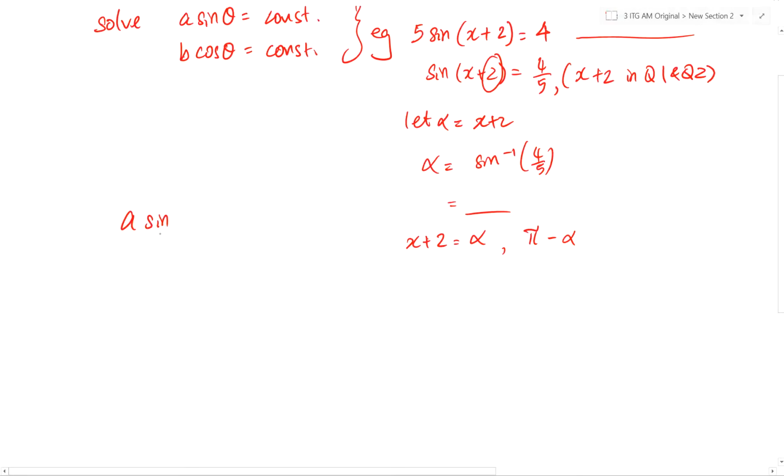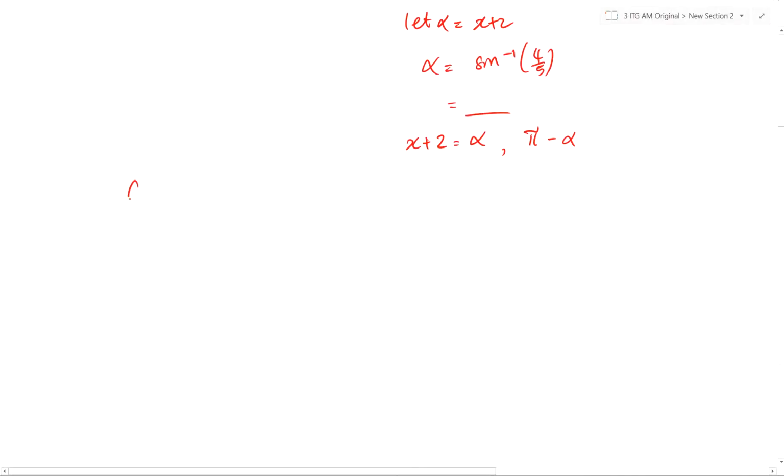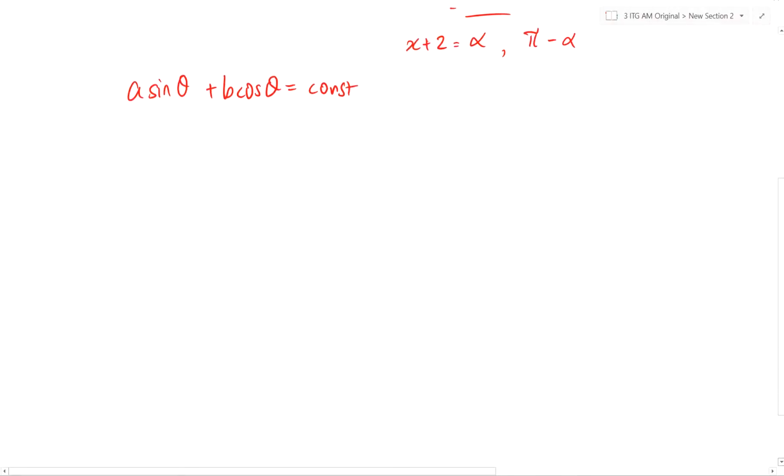Now, what if I have a question like this instead? What if the question looks like this: A sine theta plus B cosine theta equals a constant. Are you able to solve this equation? An example, I give you some numbers: 4 sine theta plus 3 cosine theta equals 4.8. Do you think you can solve this? How?